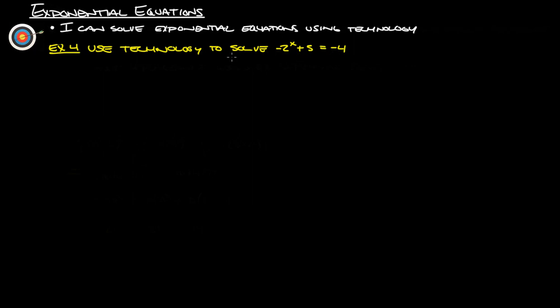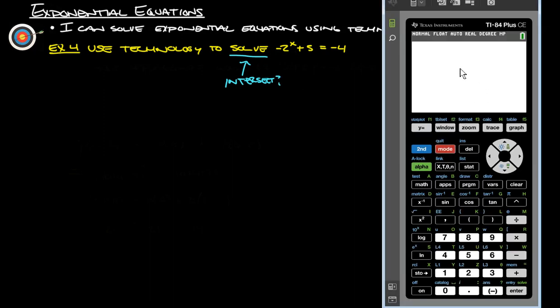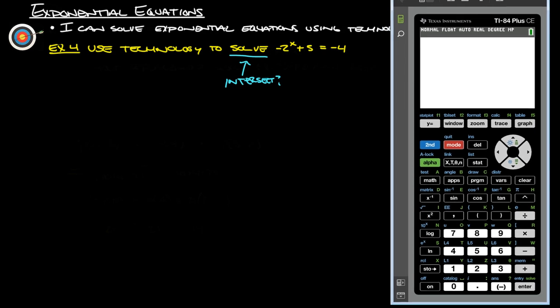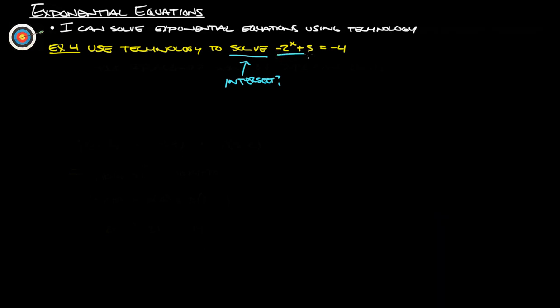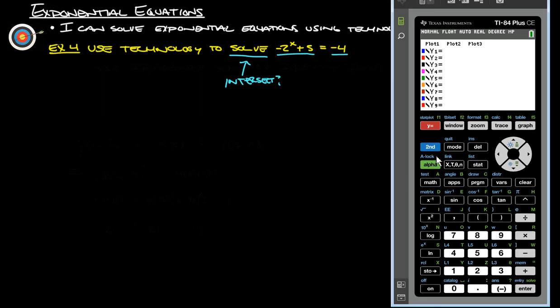So what that means when we're asked to solve is basically we're going to find where these two graphs intersect. Where do they intersect? Okay, so the easiest way to do that with technology, get your graphing calculator, and we will hit y equals, and we're going to put this into one equation and that into another equation.